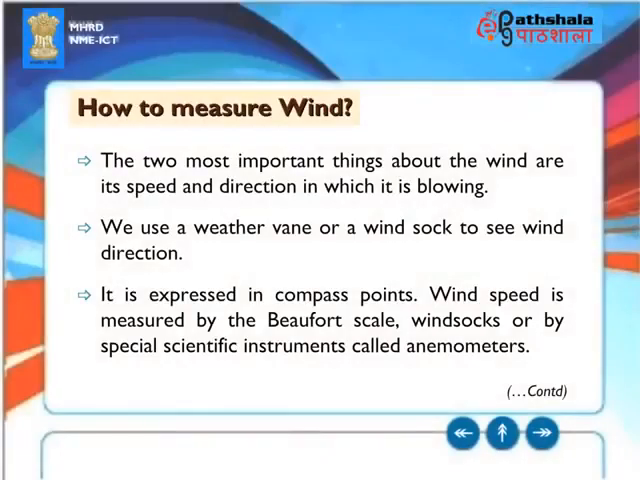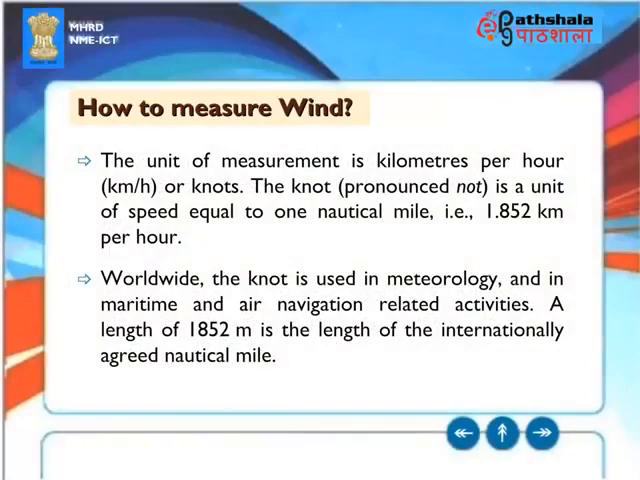How to measure wind? The two most important things about the wind are its speed and the direction in which it is blowing. We use a weather vane or a windsock to see wind direction. It is expressed in compass points. Wind speed is measured by the Beaufort scale, windsocks, or by special scientific instruments called anemometers. The unit of measurement is kilometers per hour, km/h, or knots.